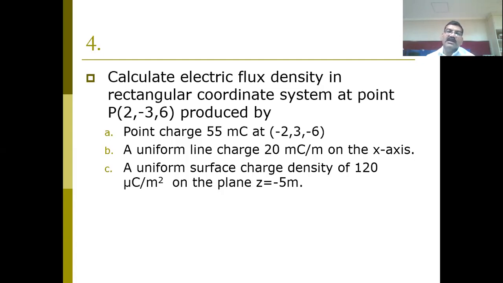So three different answers are there. It is not asked to calculate the total. So they are separate, different answers, three different answers. So you have to mention the three differently. That's it. So it is the same as the previous.